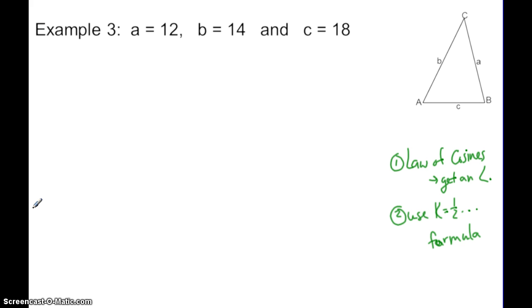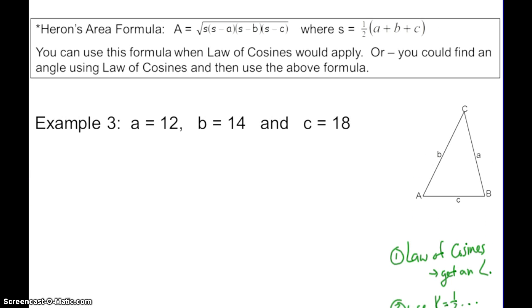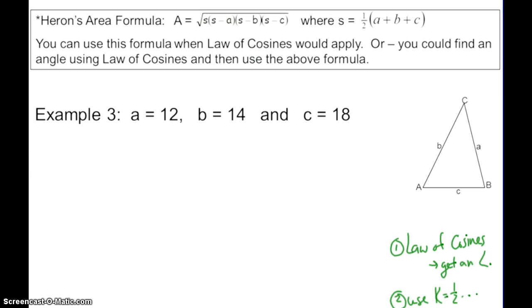Once you get one of those angles, then you use that angle and the two sides that make up the angle, just like we did just before this. So you can do that, or you can use this formula. So Heron's formula here says that the area is equal to square root of S times S minus A times S minus B times S minus C. So what is S? S is 1/2 of the sum of all the sides, A, B, and C.